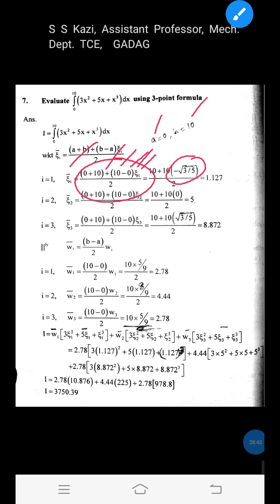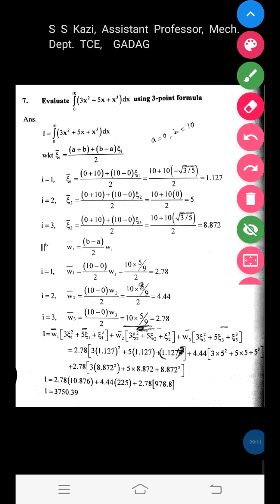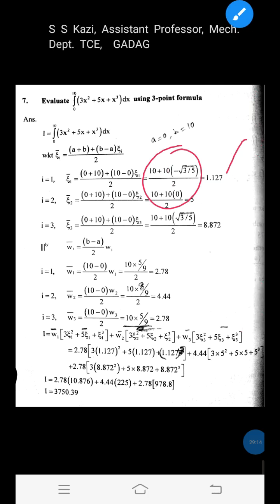There we have discussed for 1-point, 2-point and 3-point what all the weighting functions and what all the sampling points. Those only you need to substitute, because we are evaluating this given integral using the 3-point formula. You should use those 3 sampling points and 3 sampling weights; those values we need to refer. And zeta 1 is equal to minus root 3 by 5.